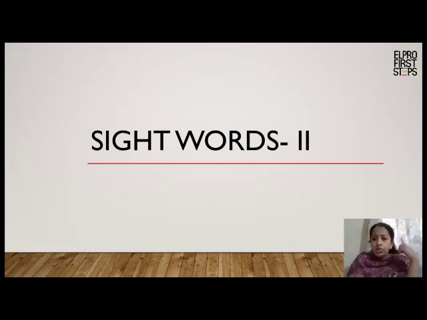Now, to refresh your memory, sight words are the words that you read and you remember. You cannot read sight words, or rather, we do not read sight words by their phonic sounds. So, last time we did about 5 sight words. So, shall we have a quick recap of that before moving on to the next 4 sight words that we are going to do in the session today? So, shall we begin?